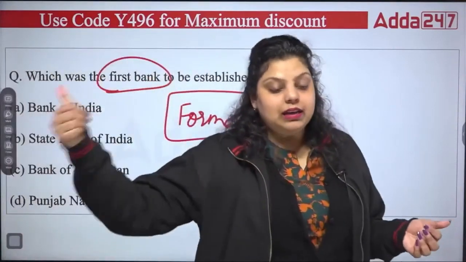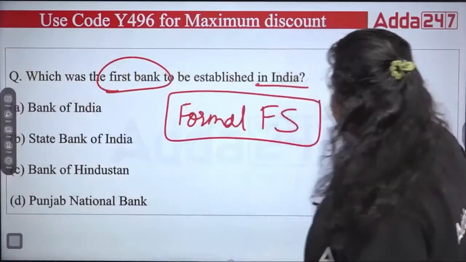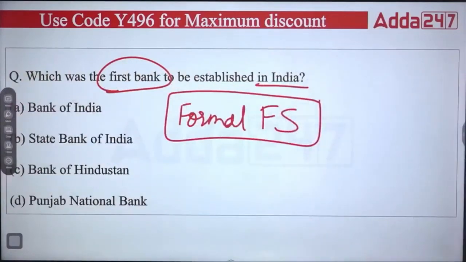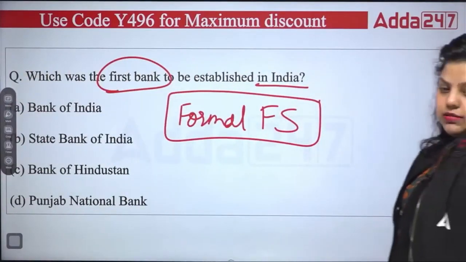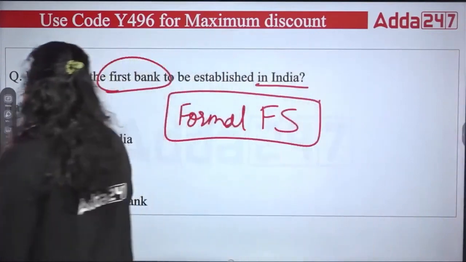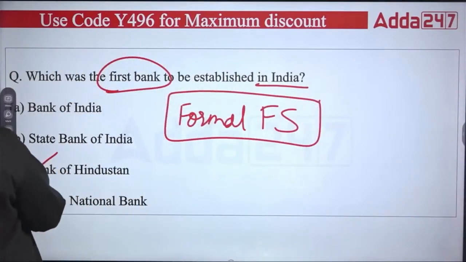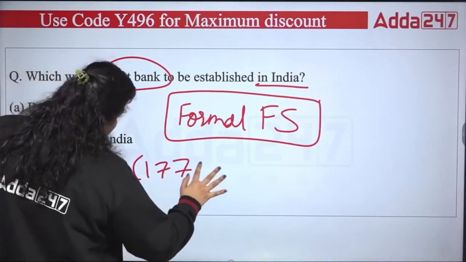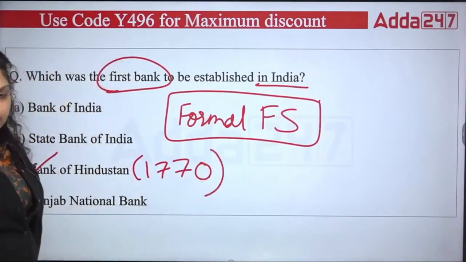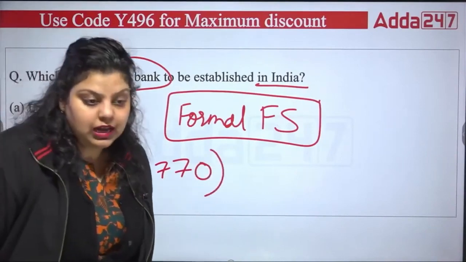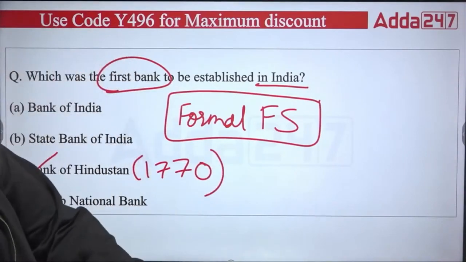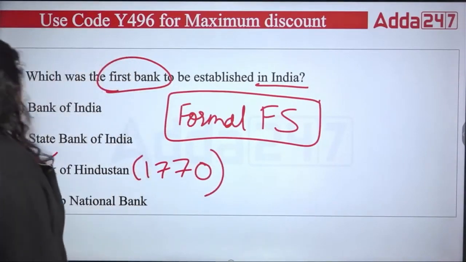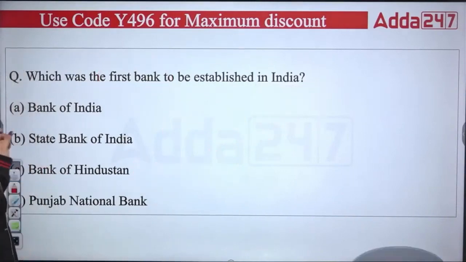First, the first bank in India. Second, they can ask in such a way, when did the formal financial system start in India? And the answer is with the Bank of Hindustan, established in 1770. So the first Bank of India was Bank of Hindustan, whose headquarters was in Kolkata, but somehow this bank failed. So the right answer will be C.